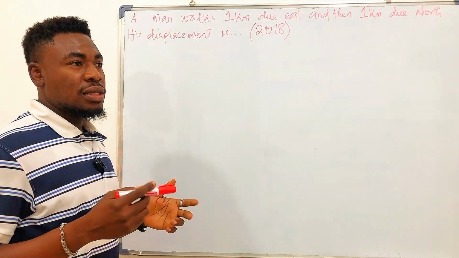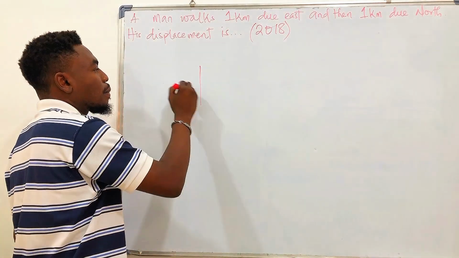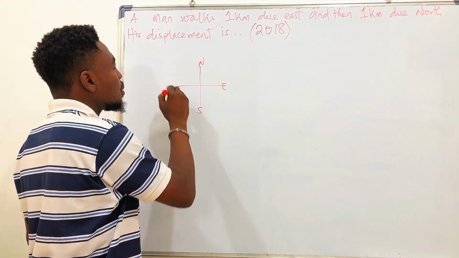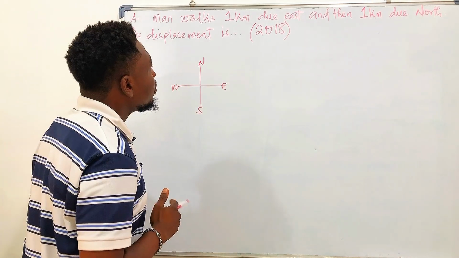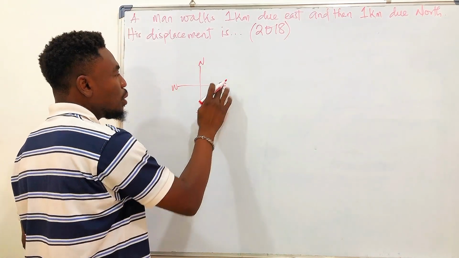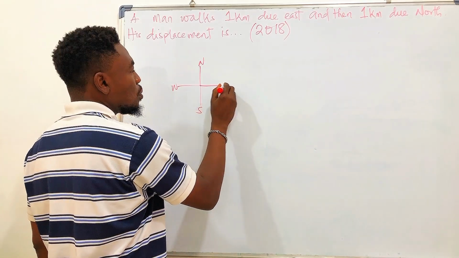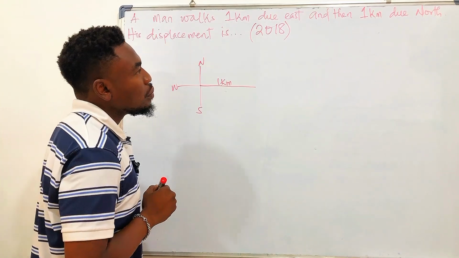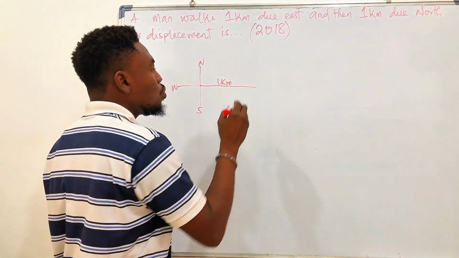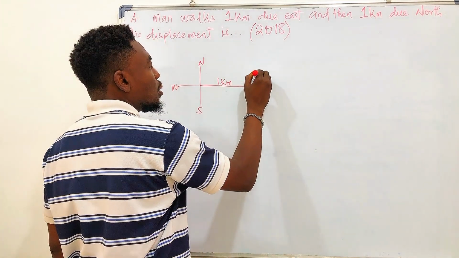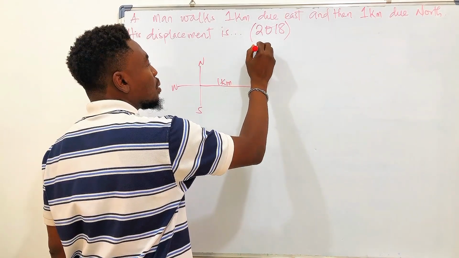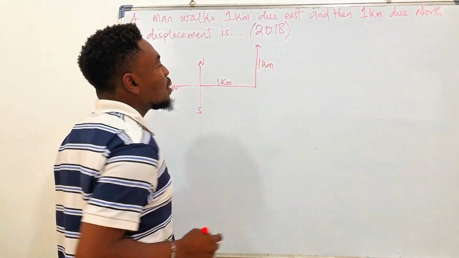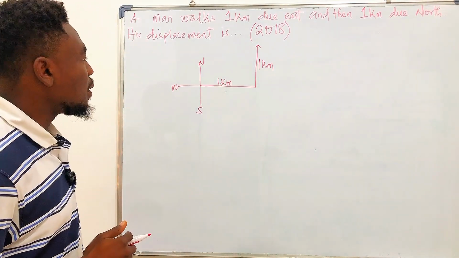His displacement is, so let's say this is the four cardinal points, which is what? North, east, south, and west. And they said a man walks 1 kilometer due east. So this is what due is. 1 kilometer. And then 1 kilometer due north. So from here, due north, 1 kilometer. What is his displacement?